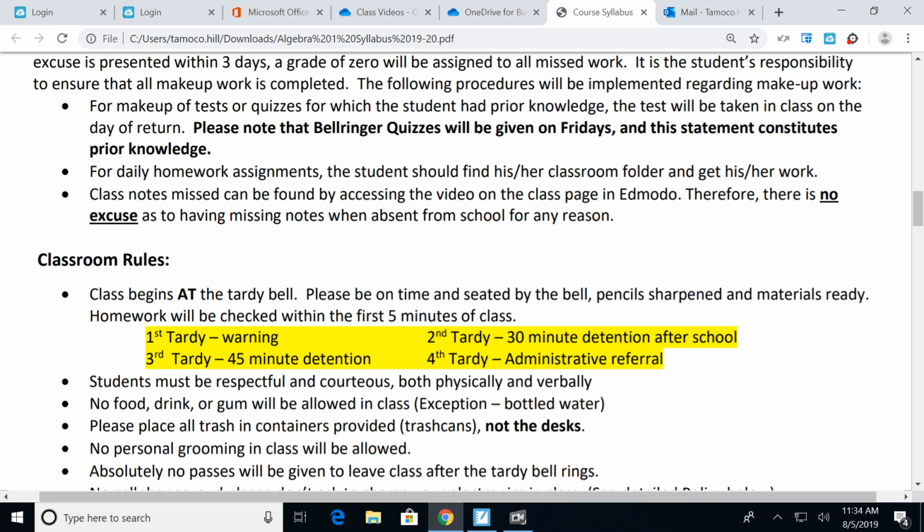So there are no excuses as to why you didn't know, oh, I've got a quiz tomorrow, or I've got a test on Friday. You show up on Friday, oh, I didn't know because I wasn't here on Wednesday. There are no excuses. Any questions on that?